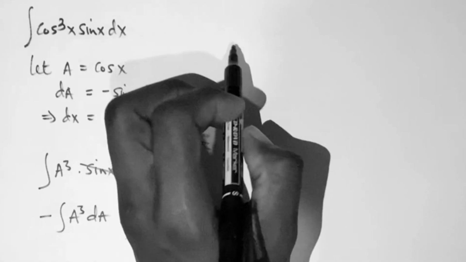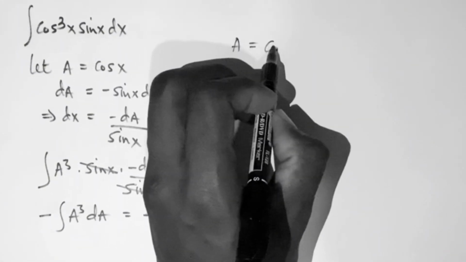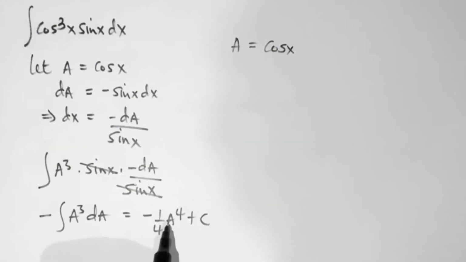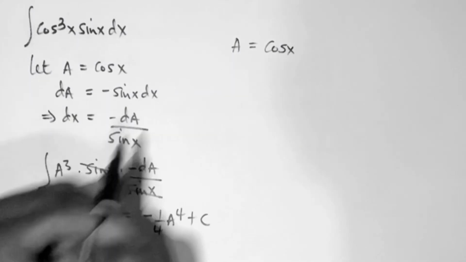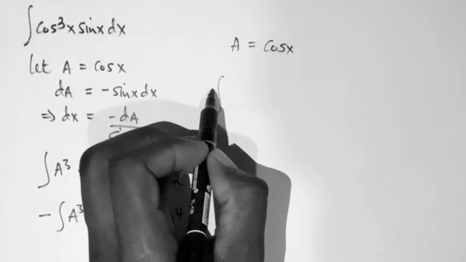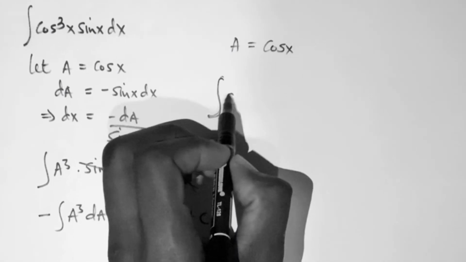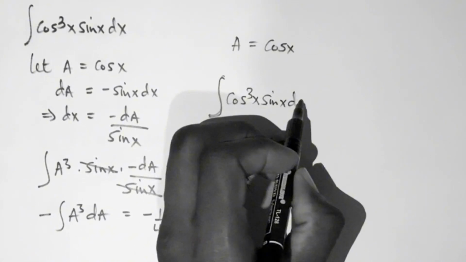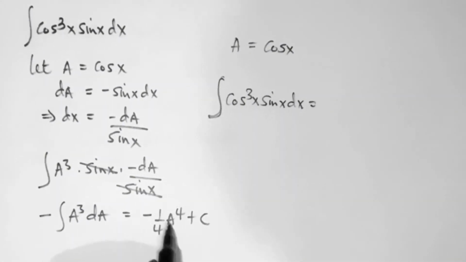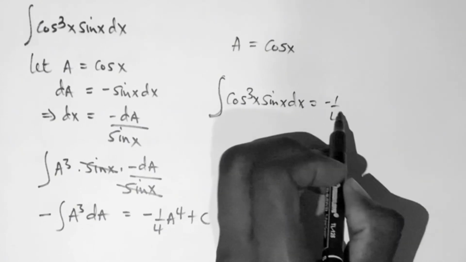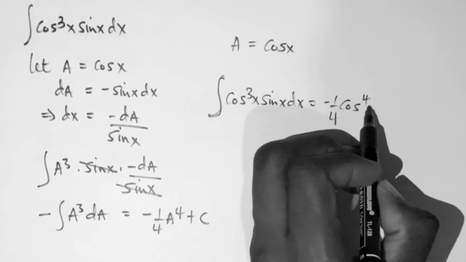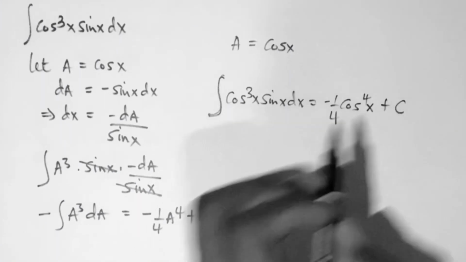Nonetheless, we said that we should let a be equal to cos x, so a exponent 4 is cos exponent 4x. So let me write it well. The integral of cos cubed x sine x dx is equal to minus 1 over 4 cos exponent 4x, plus c.